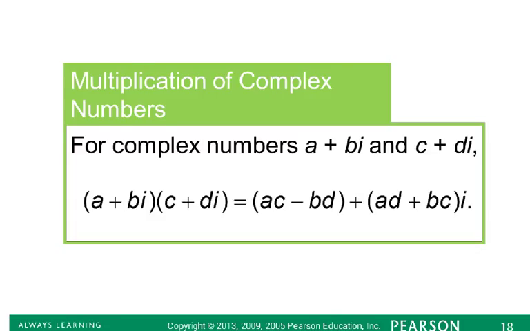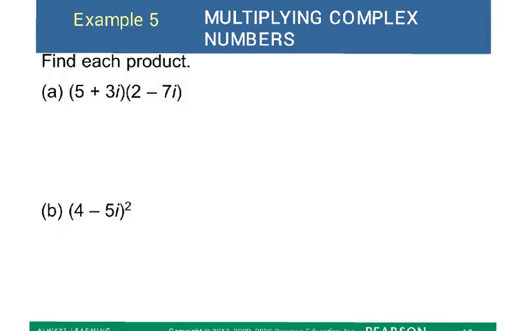And I don't know why I put that slide in there, but here we go. It says find each product. Okay? Let's foil these things together. We have first, 5 times 2 gives us 10. I'm going to write it out here. 10. Outer, so 5 times a negative 7i, so it gives us negative 35i. Inner, a 3i times 2, so plus 6i.